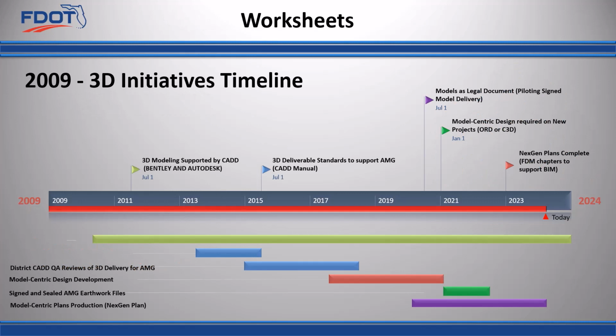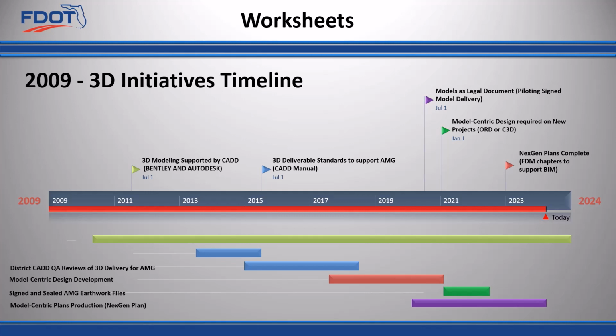Let's first look at the timeline for the department's 3D initiatives, which began in 2009. The early focus was to create and deliver models for automated machine guidance, or AMG. But there was also interest in expanding the digital usage of the delivered PDF plans. This was a major initiative by FHWA to become paperless.